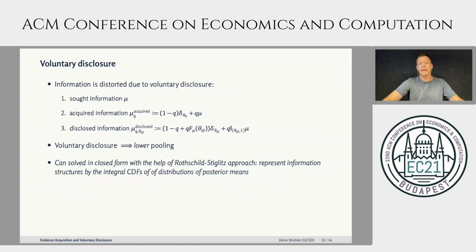The takeaway here for the further analysis is that the information is distorted due to voluntary disclosure. The sender seeks some information parameterized by distribution mu, acquires it with probability q, and then discloses it partially, which means that mu undergoes a two-step garbling, leading to a distribution of disclosed evidence that, compared to mu, is scaled by q and pulls states below the equilibrium theta null. Interestingly, these expressions turn out to have closed-form solutions without restricting the prior if one takes the Rothschild-Stiglitz approach based on the representation of information structures in terms of convex functions given by the integral CDFs of distributions of the posterior means. Since this approach is also useful in information design problems, this actually allows to solve the whole game. I don't have the time today to cover this approach, but the details are available in the full paper.